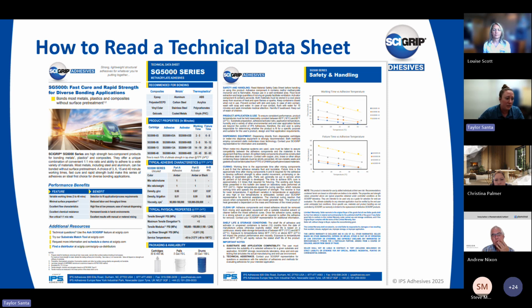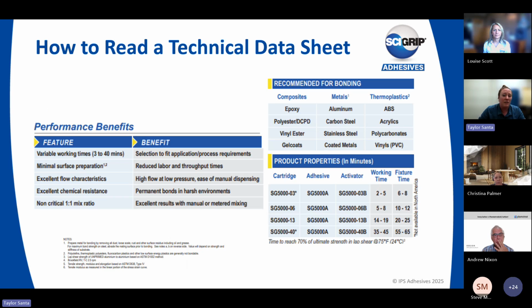So we're just going to quickly jump into each page and take a closer look at the information related to these applications and these specifications that you can find in these TDSs. On the first page, we have a lot of information about properties of the products. We can see a quick description of the features and benefits of the adhesive, from variable working times to the type of preparation needed for the surface of the substrates. And we'll dive a little bit deeper on the right-hand side of the page.